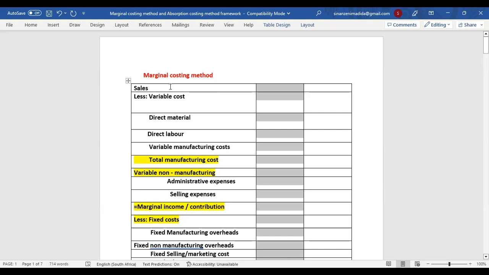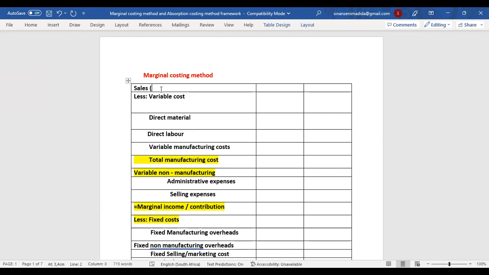The first item, guys, that we are going to be having. Remember, here our main focus is to calculate profit. Then our first line is going to be sales. You need to be in a position from a question to identify the sales volume which were sold. Here you need to be very careful because some questions will require you to calculate the sales. The question will provide you both with a production and sales volume. You're supposed to be in a position to identify which one is the sales volume.